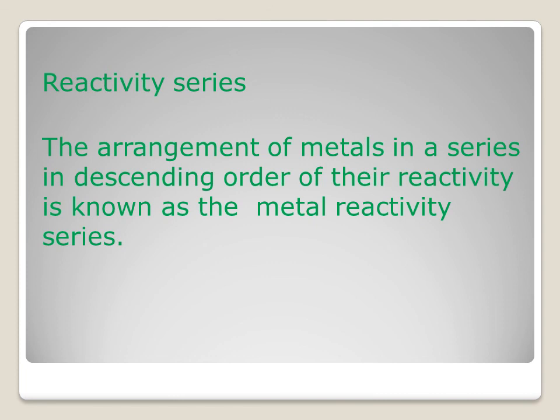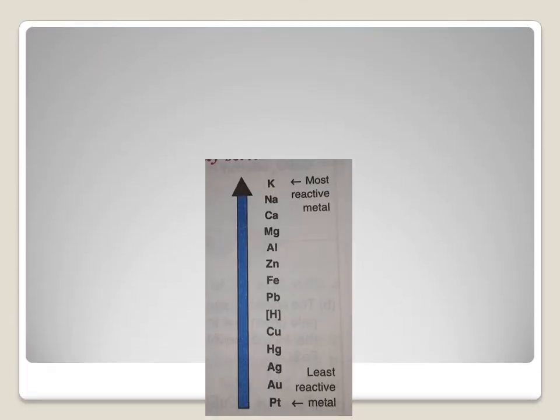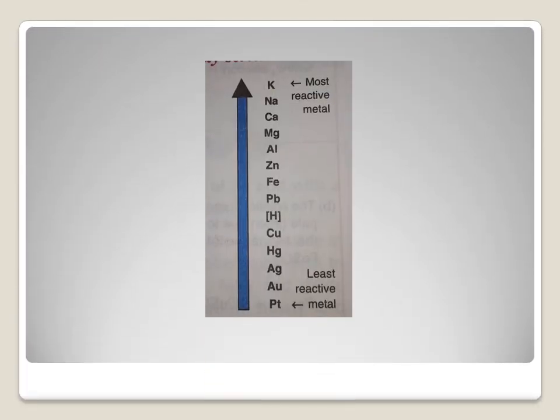So, in the reactivity series of metals, the most active metal, potassium, is kept at the top of the series, and the least active metal, platinum, is at the bottom of the series. Here is the metal activity series. The most reactive metal, potassium, is at the top and the least reactive metal, platinum, is at the bottom of the list.